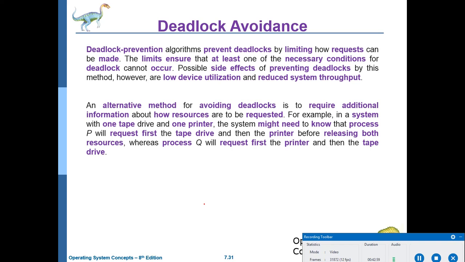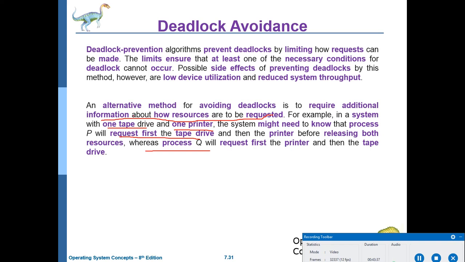But we have an alternative method for avoiding deadlocks, which is to require additional information about how resources are to be requested. For example, if in a system we have one tape drive and one printer, the system might need to know that a process P will request first the tape drive and then the printer before releasing both resources, whereas process Q will request first the printer and then the tape drive. So deadlock avoidance means the operating system needs to know in advance the resource requirements of a process.